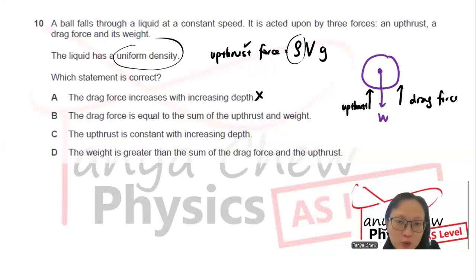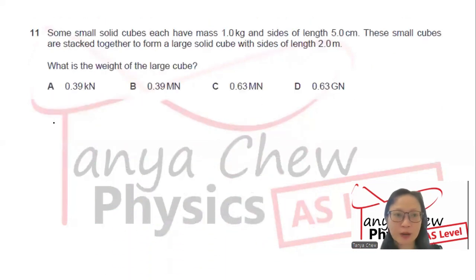B, the drag force is equal to the sum of upthrust and weight. No, the weight is equal to the upthrust plus the drag force. This is also wrong. C, the upthrust is constant with increasing depth, which is true because the density is constant. D, the weight is greater than the sum of drag force and the upthrust. That is not true because when the weight is greater than drag force plus upthrust, the ball would never fall at constant speed. There will be a resultant force acting on the ball. C is the answer.